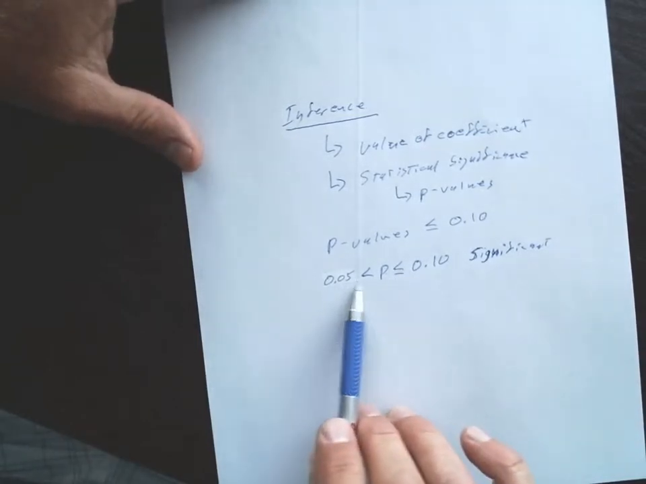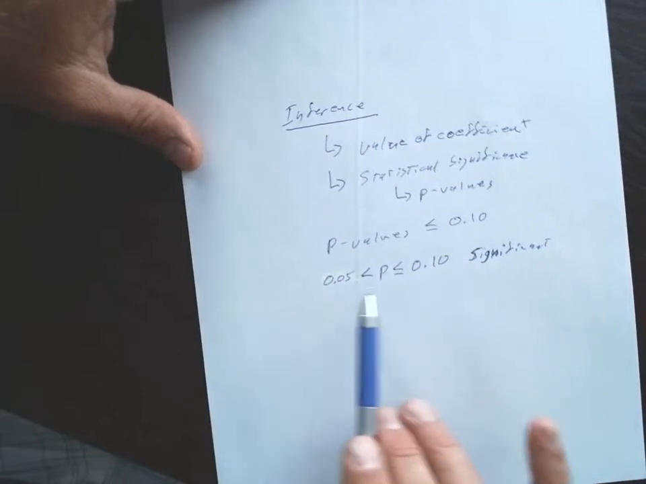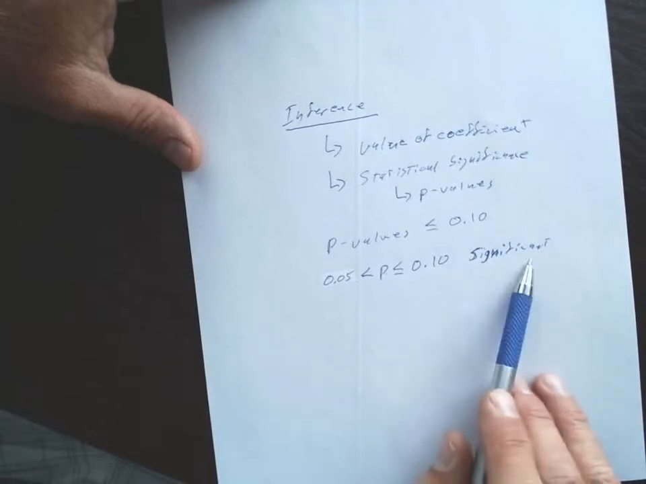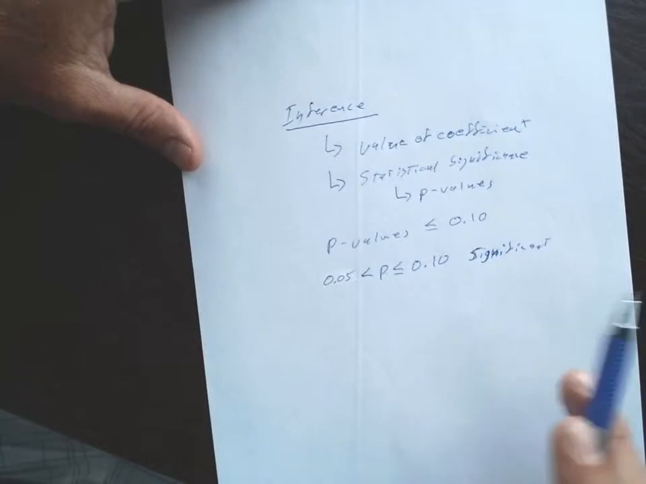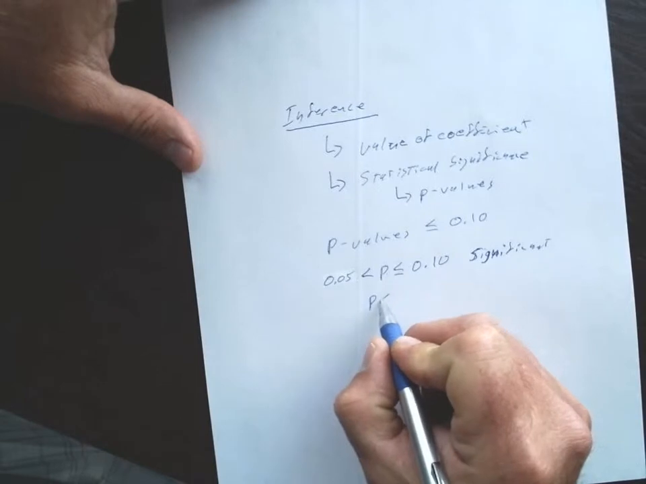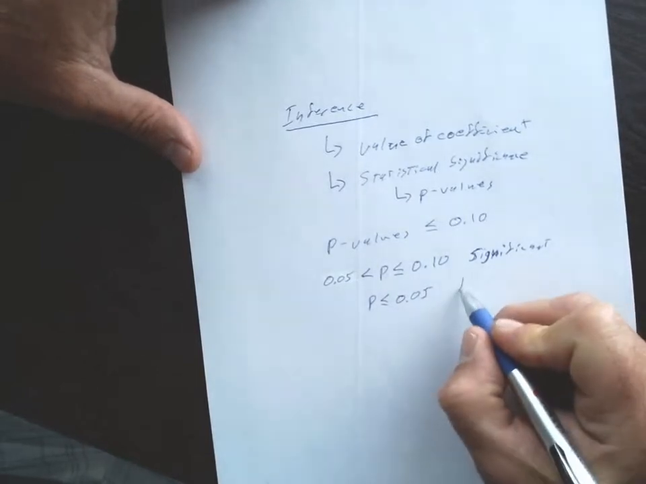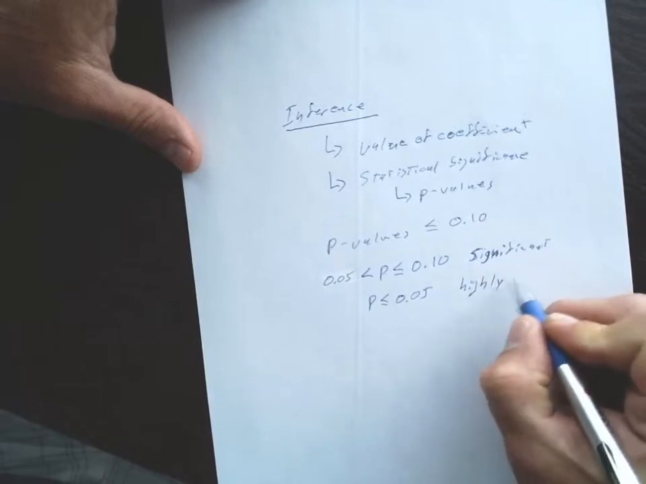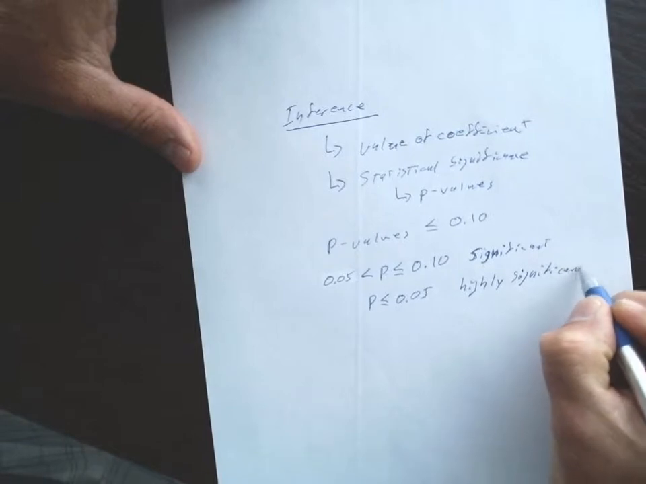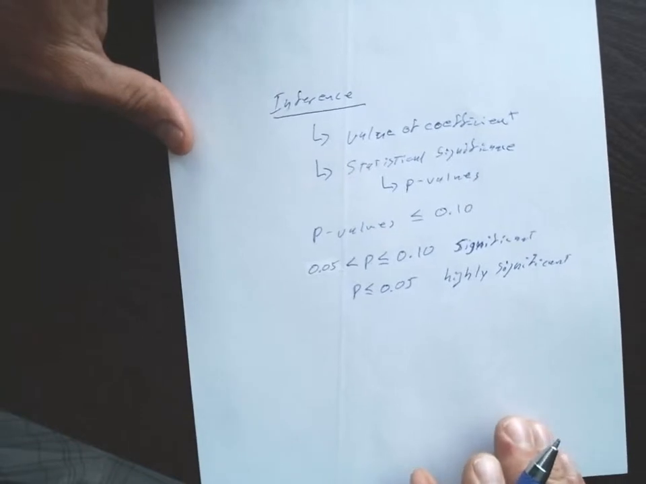But when we get p-values between 0.05 and 0.1 inclusive, we're going to say that the effect of X on Y is significant for the purposes of this course. And when we get p-values that are less than or equal to 0.05, we're going to say that the effect is highly significant. So keep that in mind when we move forward in the course, especially for the purposes of writing the paper and the jargon we're going to be using in that paper.